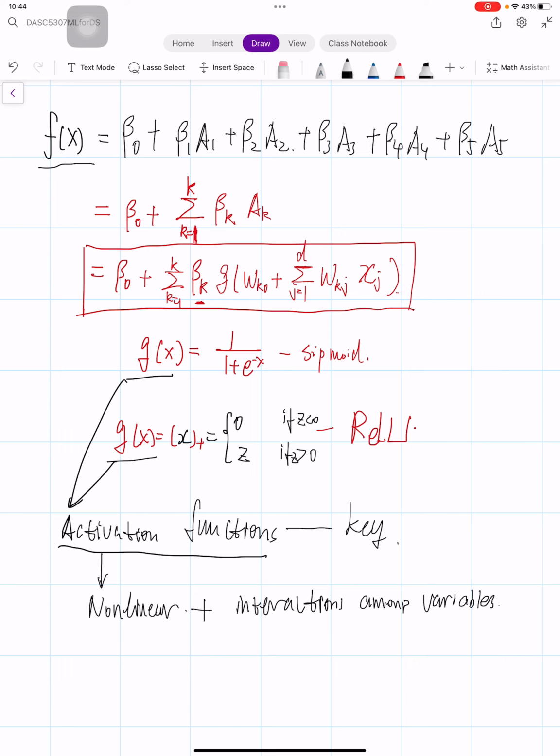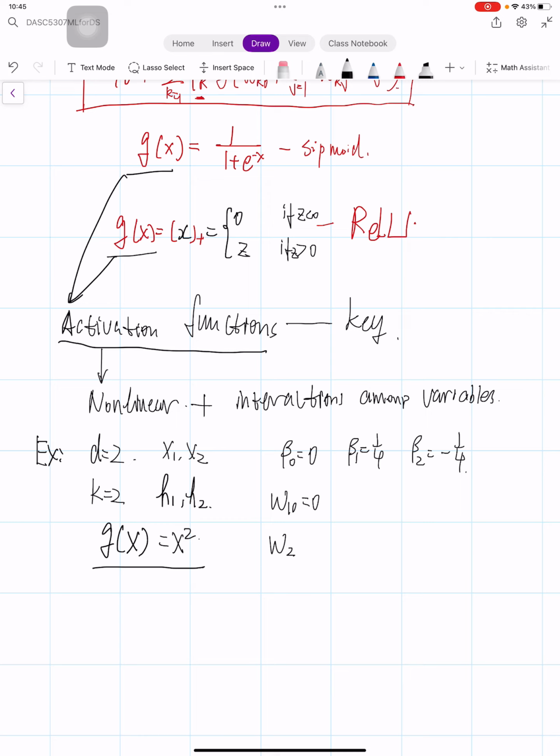Okay, and w10 equals 0. Suppose after estimation, those coefficients are 0. Okay, two hidden layers, the intercept terms are 0. w1 1 from the first variable is 1. W1 2 from the second variable to the first node will be 1. W2 2 is equal to negative 1.